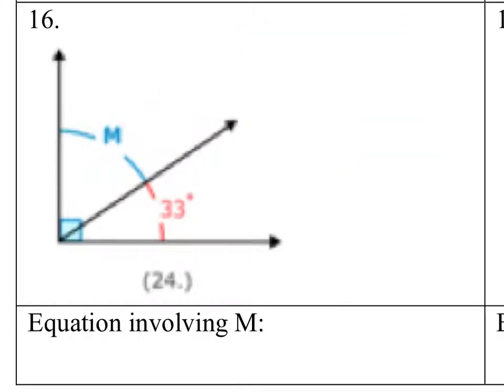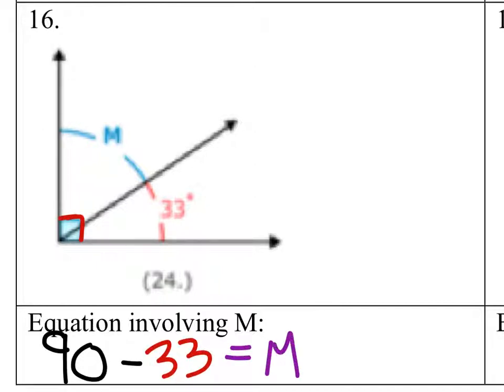So this one is a complementary relationship because it showed us the right angle radical. So the equation, we could also write it like this if we wanted. This one would be 90 because it's complementary, minus the 33 degrees will tell us what m is, so that can be the equation. And 90 minus 33 is 57 degrees. Bam.